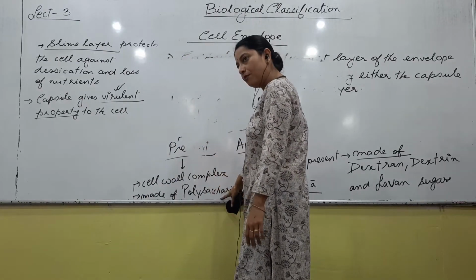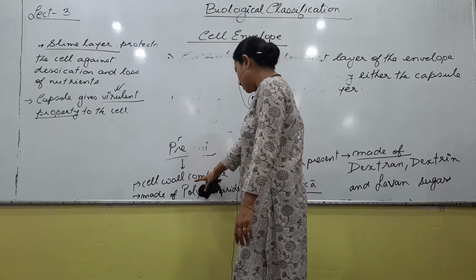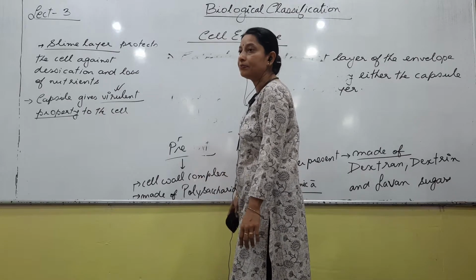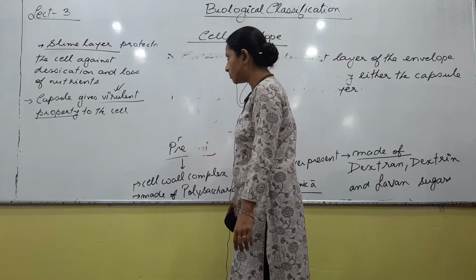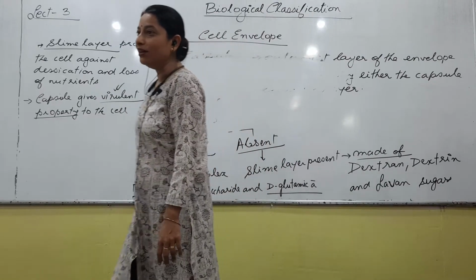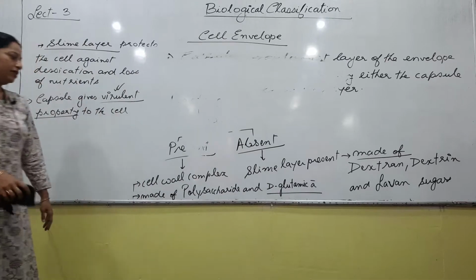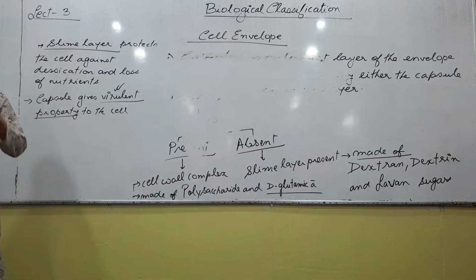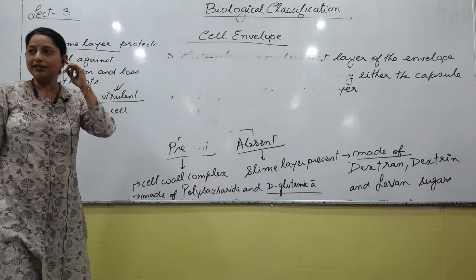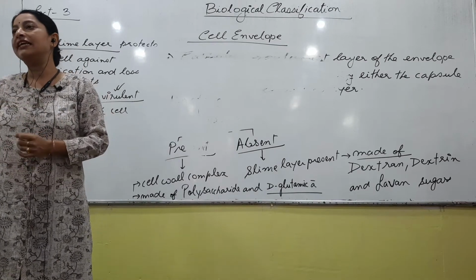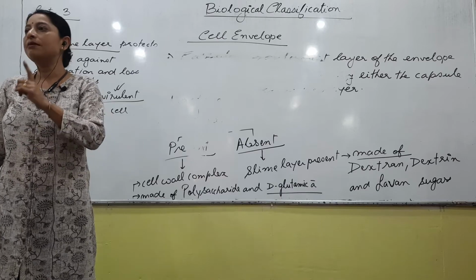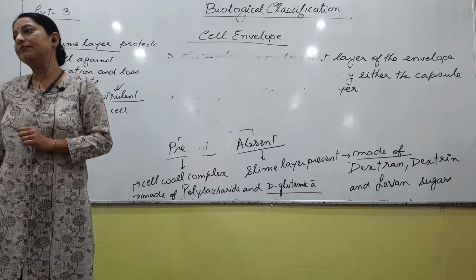Made up of... cell wall is complex. We just use the word complex. Complex not necessary. After the end of the lesson you will have an idea what are the points that you need to remember, right. Because when we say bacterial cell wall, we always remember one thing: peptidoglycan, right?